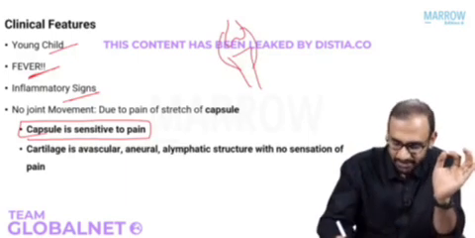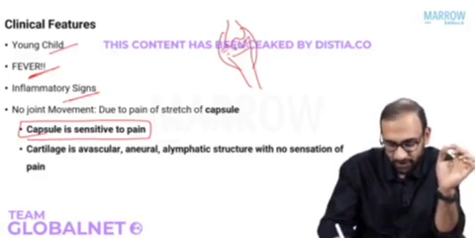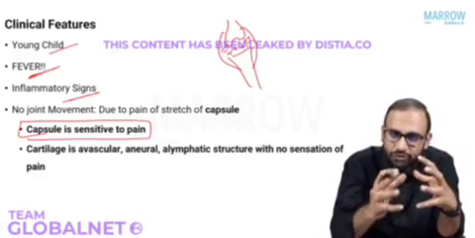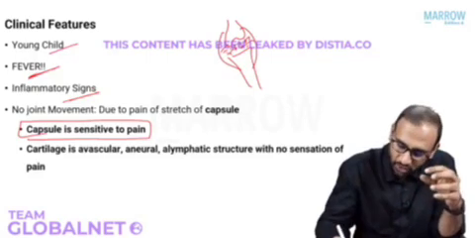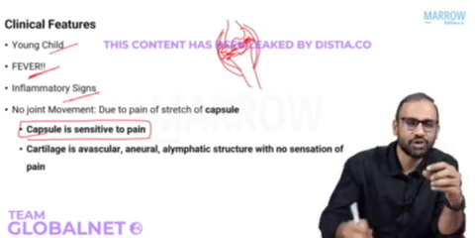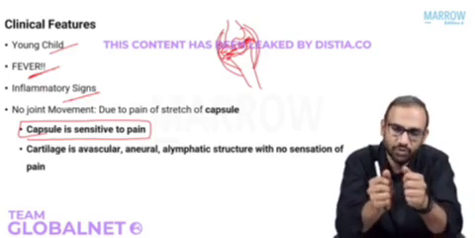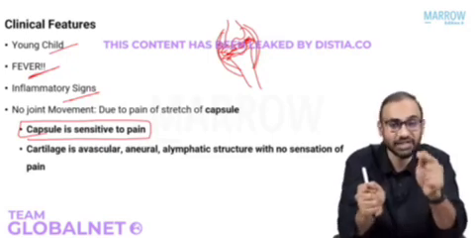In septic arthritis, there is infection inside the joint, and because of this, there will be effusion, lots of pus and lots of collection inside the joint. So there will be a lot of fluid inside the joint, and when there is lots of fluid inside the joint, it will be stretching the capsule, and this stretch of the capsule is what causes the pain. The capsule will be tense, it will be stretched, and this causes pain.